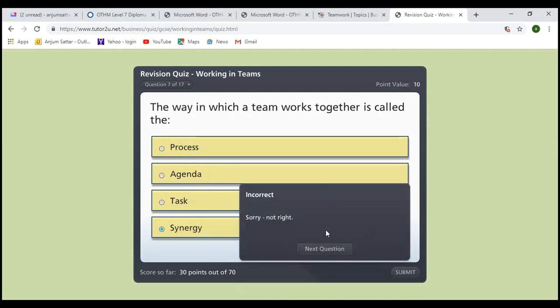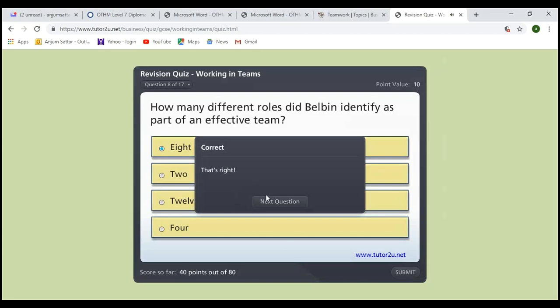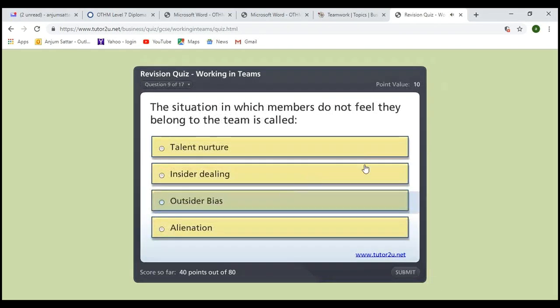The way in which team work together. Okay, no problem. We'll check, why not. Okay, how many different roles did Belbin identify as part of an effective team? We discussed, is it 8, 12, or other? We discussed the planter, we discussed the communicator, we discussed the shaper. I think it's 8. Well done, correct. 8 roles, yes, according to the team building. The situation in which members don't feel they belong to the team is called?